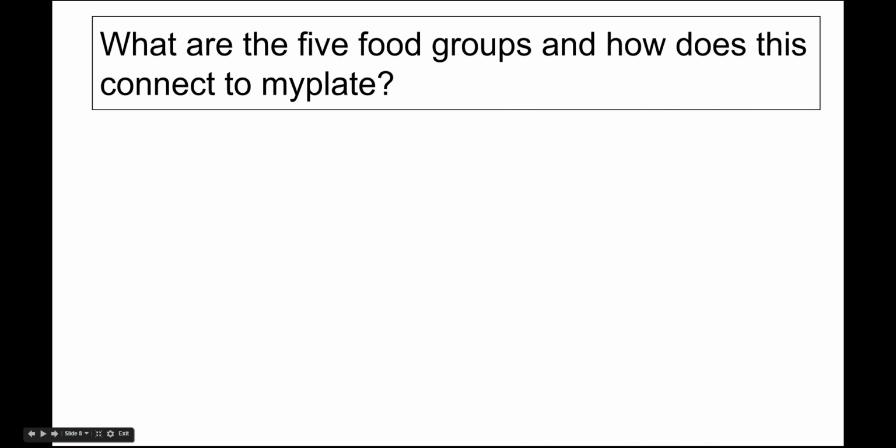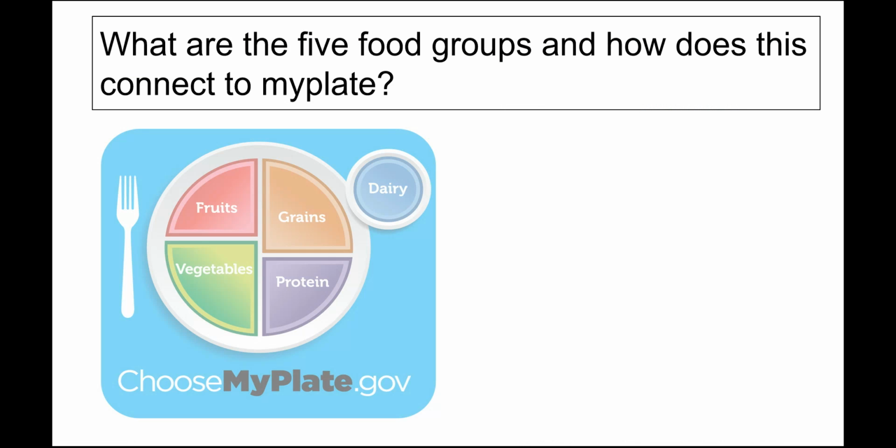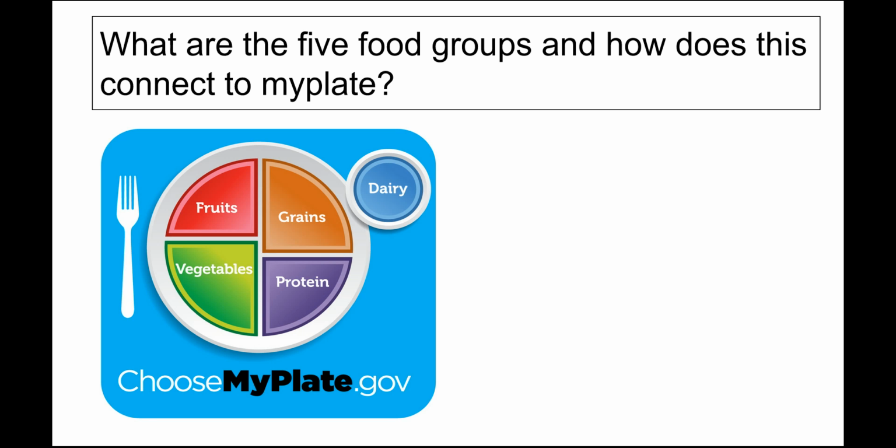Food groups in my plate. Now that we know about balanced diet, serving size, and portion control, let's take a look at the 5 food groups and how they connect to my plate. As all of you know, there are 5 food groups: fruits, grains, dairy, vegetables, and proteins. In looking at my plate, you can see that the 5 food groups are divided up according to how much you should have of each.